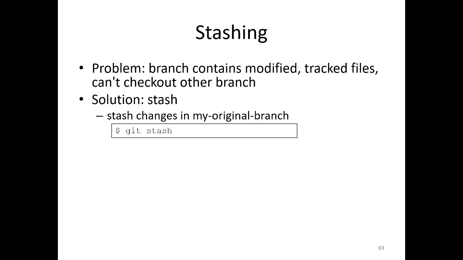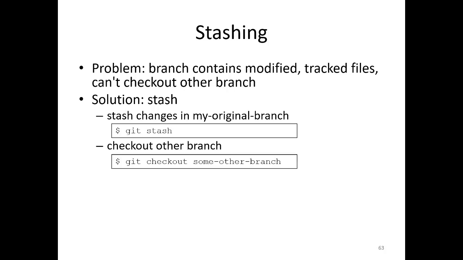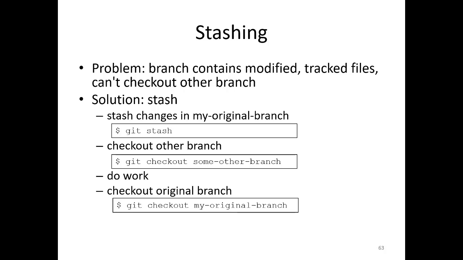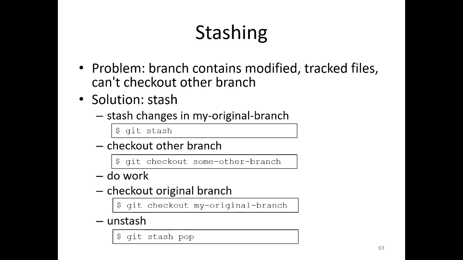Stashing changes in my original branch. Sorry for the stupid branch name. You just do git stash, and all the changes which you made to tracked files are scrolled away somewhere, and your branch is in a clean state. Then you can simply check out the other branch, some other branch, which is again a very stupid name. Do whatever you want there, and then when you're done and ready to resume your work, you basically just check out the original branch again, and you git stash pop. So basically you unstash the changes which were scrolled away, and your working directory will again be in its original state, so with modified tracked files.